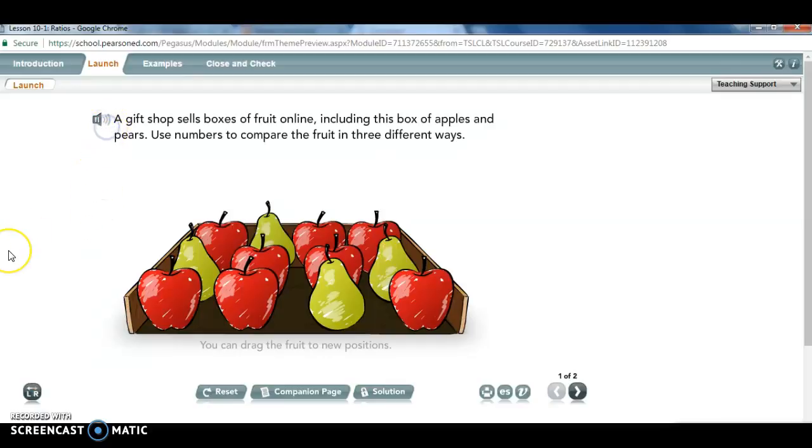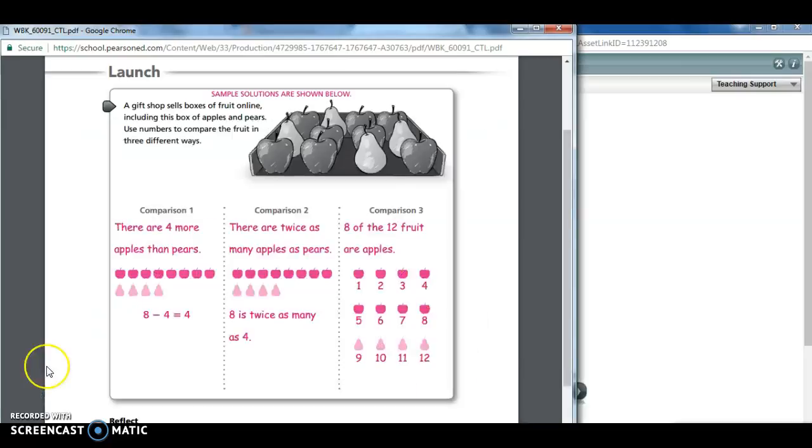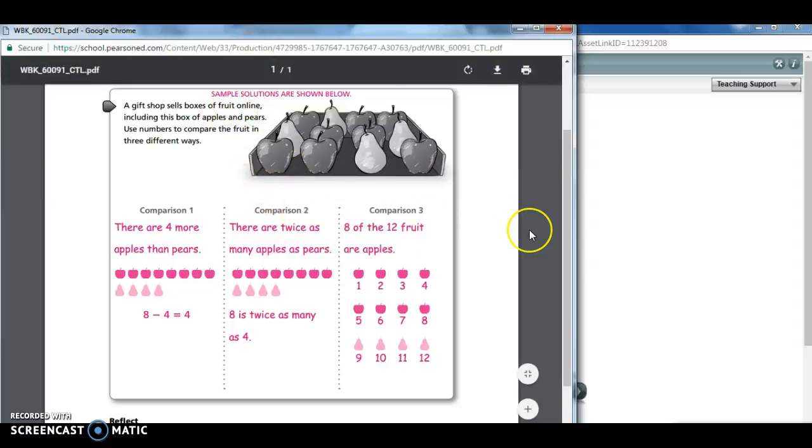A gift shop sells boxes of fruit online, including this box of apples and pears. Use numbers to compare the fruit in 3 different ways. There are many possible solutions for this launch problem, but here are 3 comparisons that Digits shows us that you can pause the video and read through so that you have an understanding of what we're going to be doing.